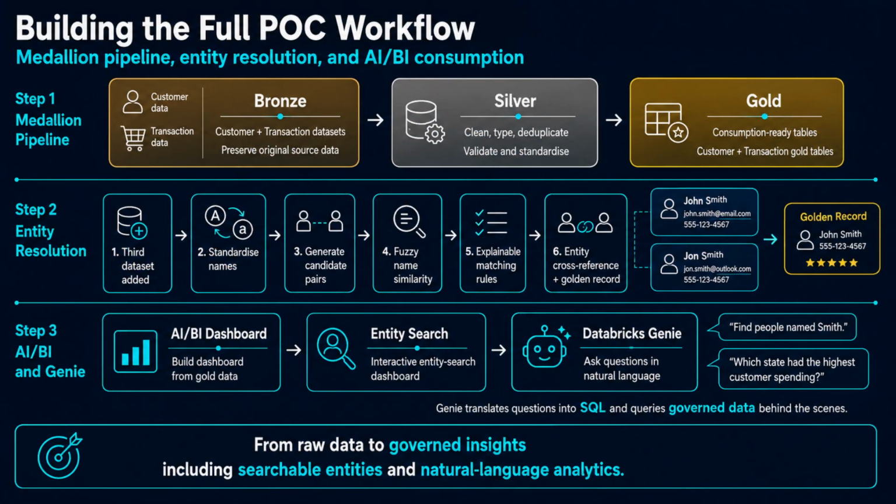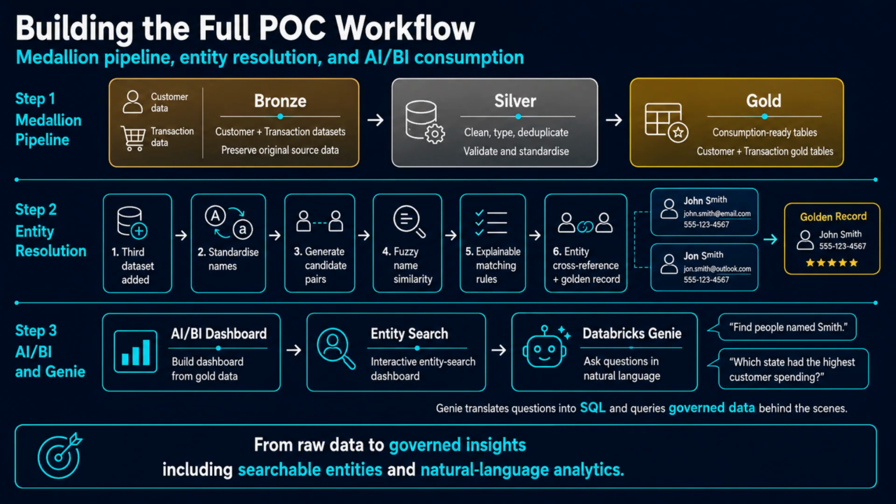We will first use the customer and transaction datasets to build a medallion pipeline. We will preserve the original data in bronze, clean, type, deduplicate, and validate it in silver, and then create consumption-ready customer and transaction tables in gold. After that, we will bring in the third dataset and build a rules-based entity resolution capability. We will standardize names, generate possible matching pairs, calculate fuzzy name similarity, apply explainable matching rules, create an entity cross-reference, and produce a golden record for each resolved person.